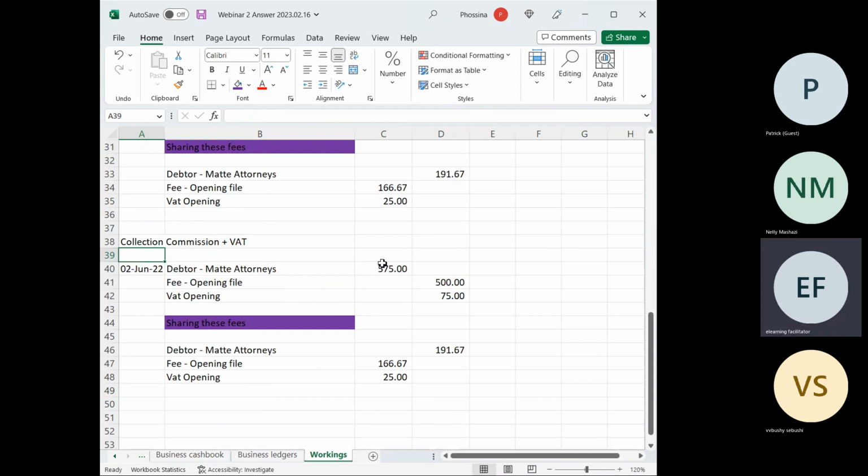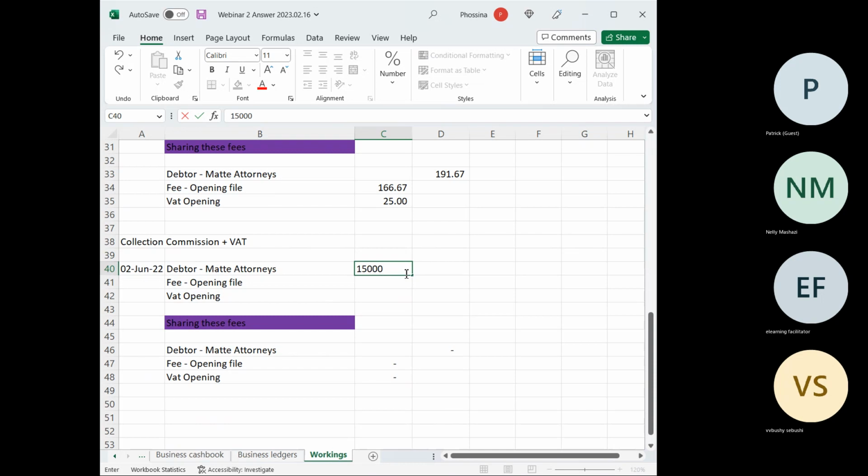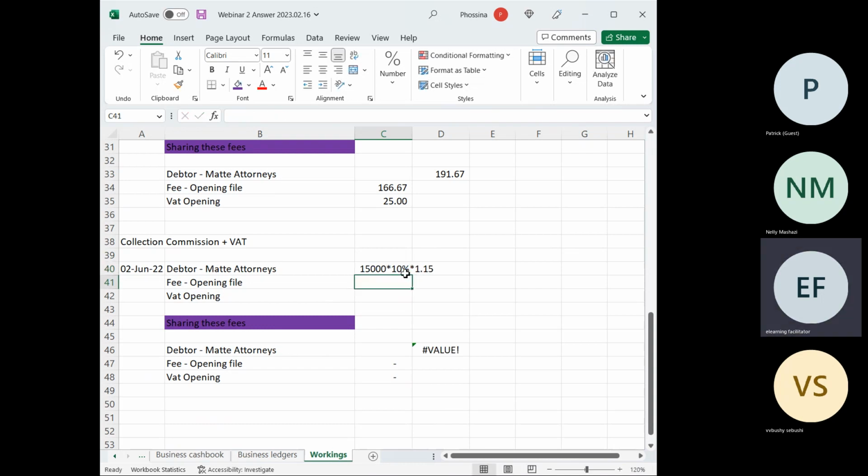So our collection commission, how much is it? We collected 15,000. And then we are told it's 10%. And then we have to also include VAT, because SARS will need their VAT money. SARS will always need their VAT money. So on the 10% of the 15,000, we have to pay SARS. So we include the VAT.